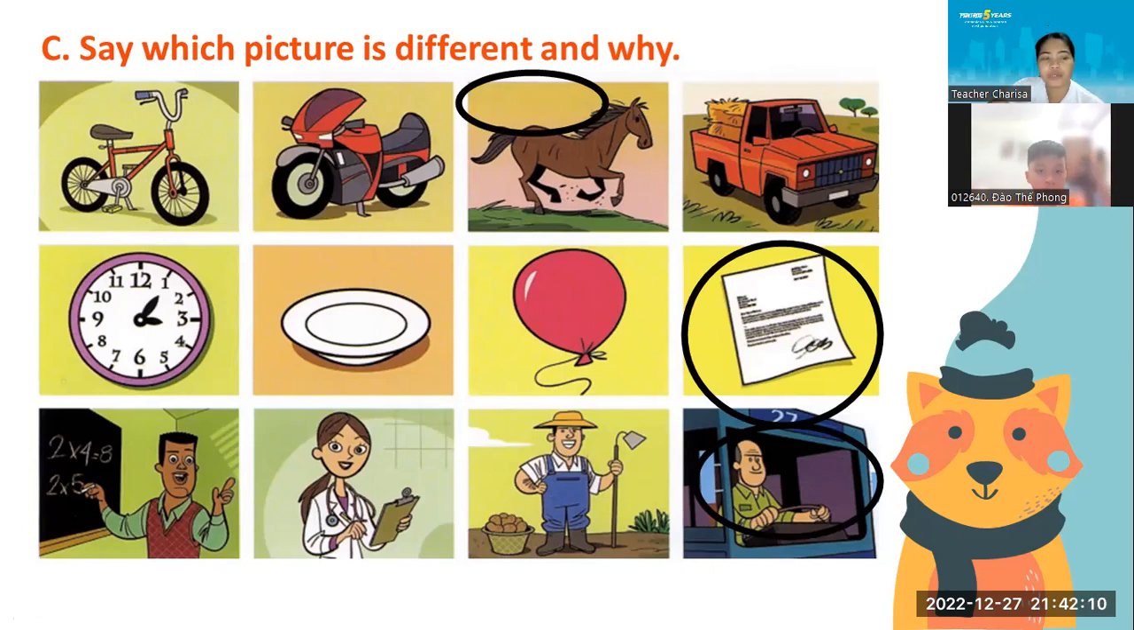So the difference in the fourth one is the white collar job. So what do you mean by the white collar job? Is that a nurse? Okay, right here, that is a teacher. Not a white collar job. This is a farmer and this is a driver. So as you can see, that is in the hospital, right?